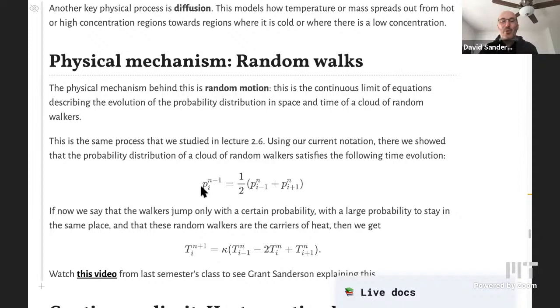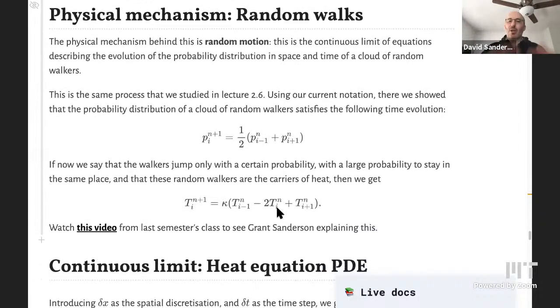Okay. So we actually already started random walks in lecture 2.6, and we wrote down an equation that's very similar to what we've just done. In our current notation, it looks like this. The probability at site i at the next time step was half of the probability at the left-hand site plus the probability at the right-hand site. That was because our particles were just jumping left or right. But if we also allow the particles to stay where they are, then you get another term in here, which is the probability at the current site at the previous time step. And when you do all the details, you end up with something like this.